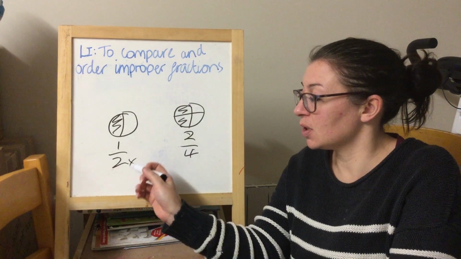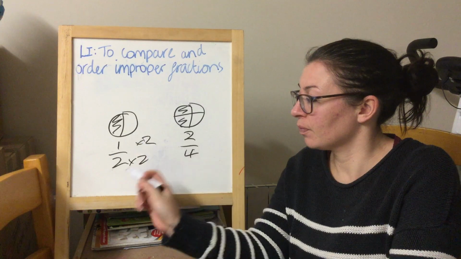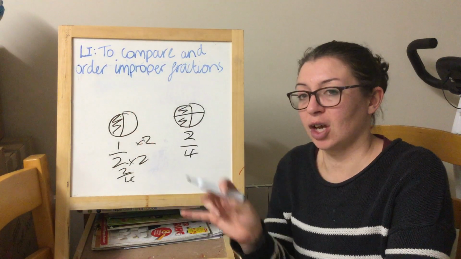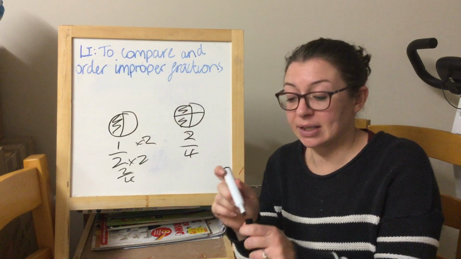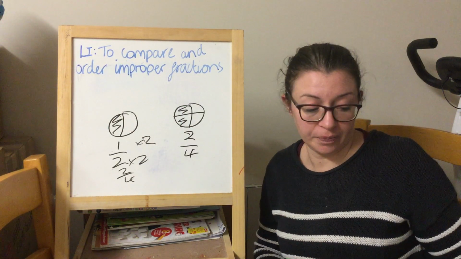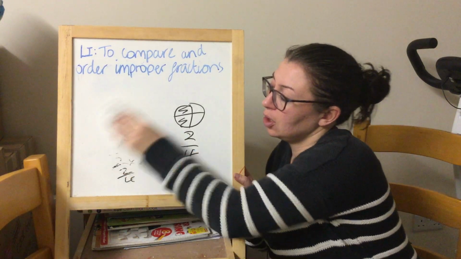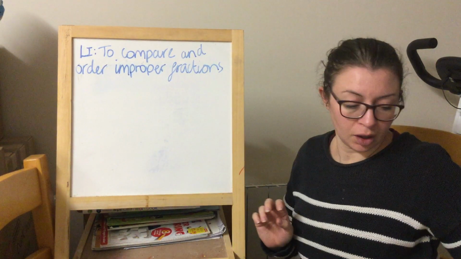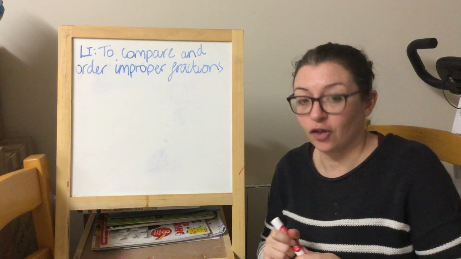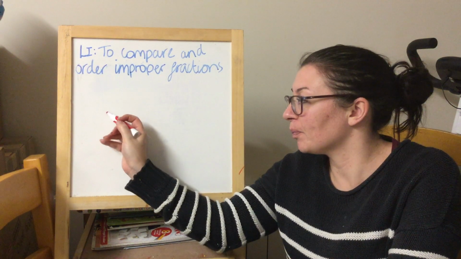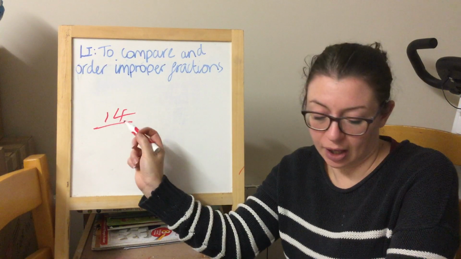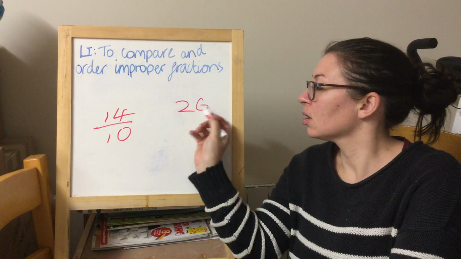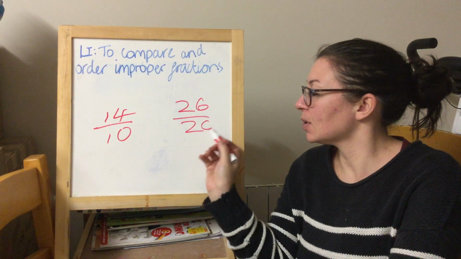If we times this by 2 to get 2 over 4, the amount doesn't change, just how many pieces that it has been cut into. So we're going to look at one more, and then you can get on, and then let me know if you need any more help. We are going to compare 14 over 10 and 26 over 20.